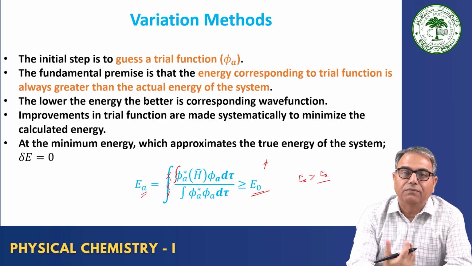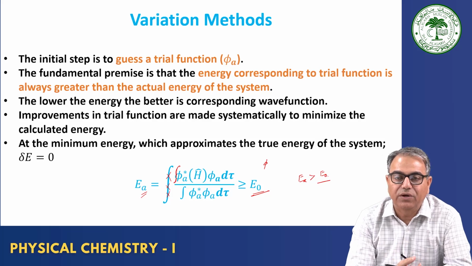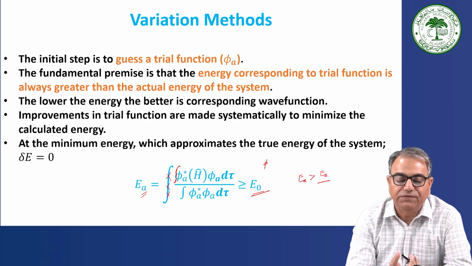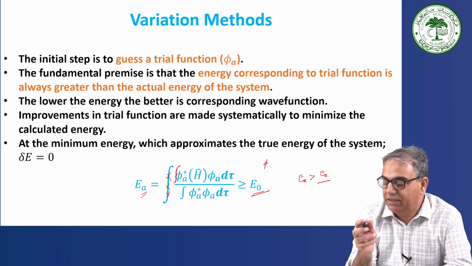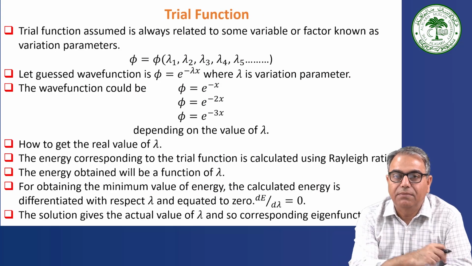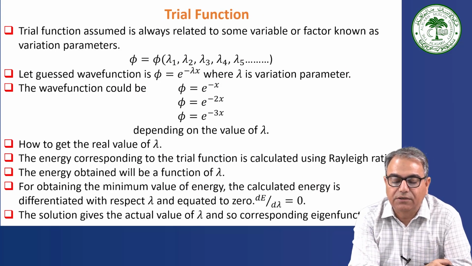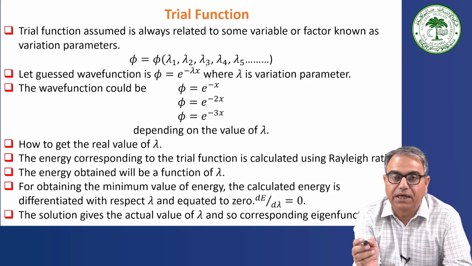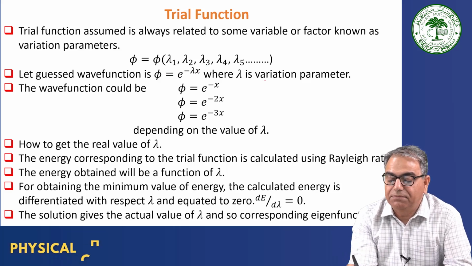Now, how to improve this wave function? If you are not getting that energy near to the ground state, then how to improve this trial function? So what we say is that instead of guessing a trial function like phi a, we guess a trial function which has some coefficients. Okay, so we say that the guessed wave function is phi is equal to exponential minus lambda x. Okay, where this lambda is called variation parameter.